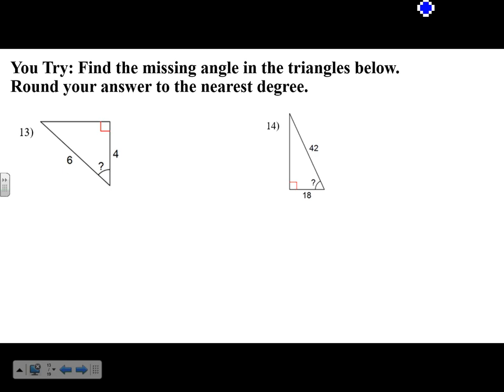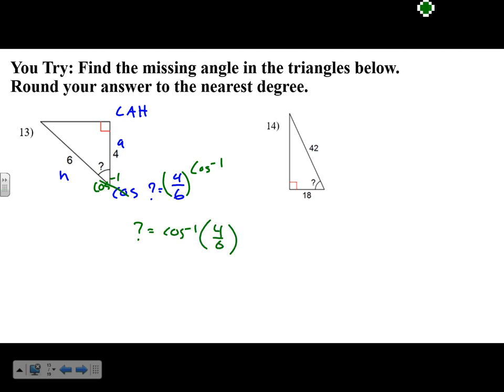So for this one, we have the hypotenuse and the adjacent. That means we're going to use TOA. So we're using cosine is equal to the adjacent over the hypotenuse. Again, if you want to reduce that down, you can, but I wouldn't waste my time because I'm going to put it in my calculator anyway. So that cancels. My question mark is inverse cosine of 4 over 6. Inverse cosine 4 divided by 6 is 48 degrees, 48.1.